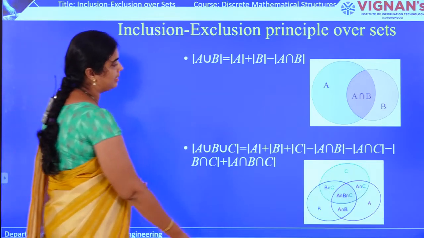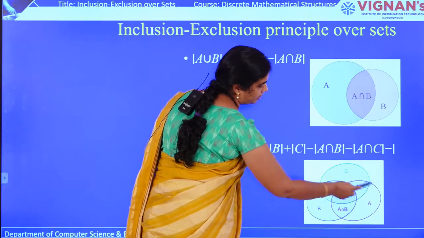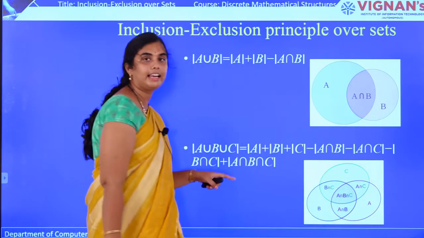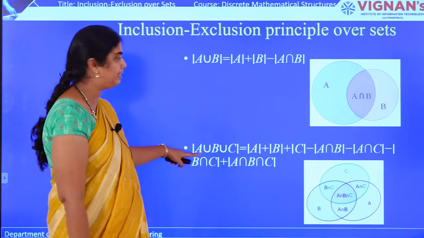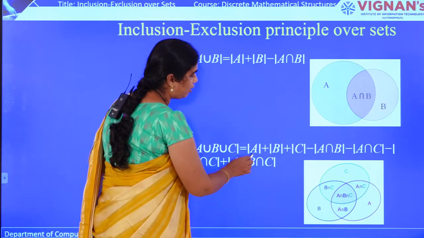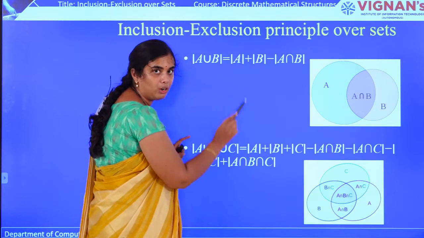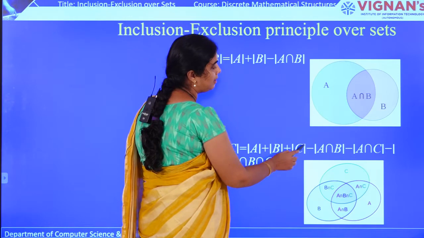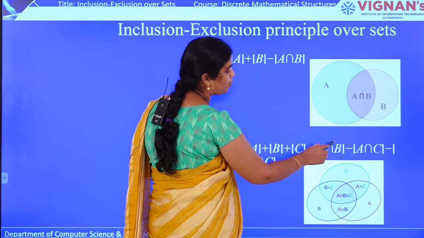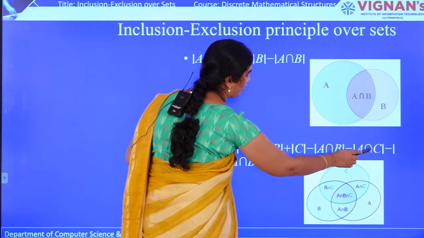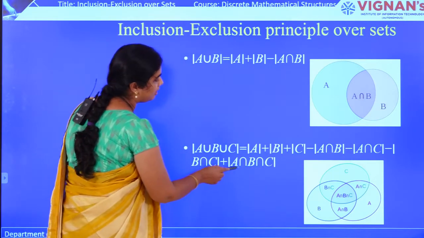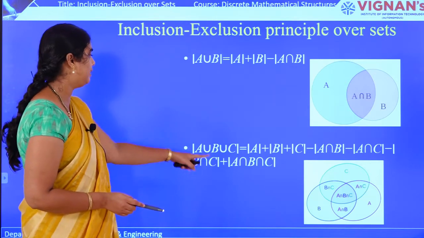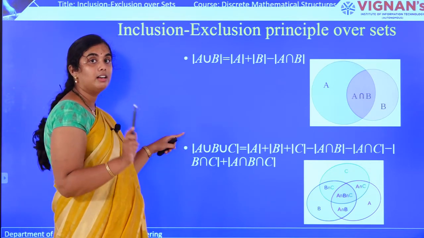Suppose I am given three sets A, B, C, and the intersection properties are also given. In that case, I can find the number of elements present in the union using this formula: n of A plus n of B plus n of C, where n means the number of elements, minus the number of elements present in the common area of AB, of AC, and of BC, and plus the number of elements in the common area of A, B, C. This is if we are given 3 sets.